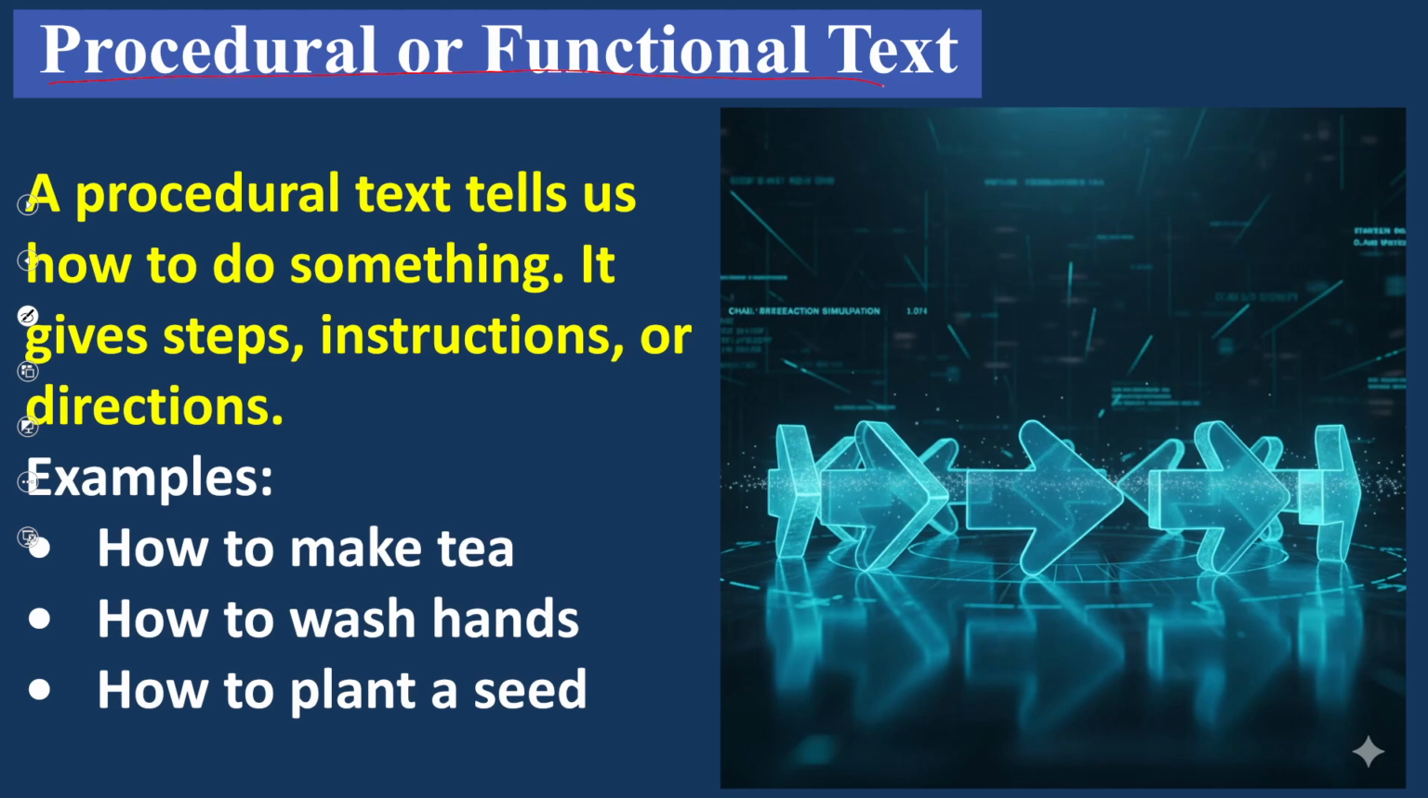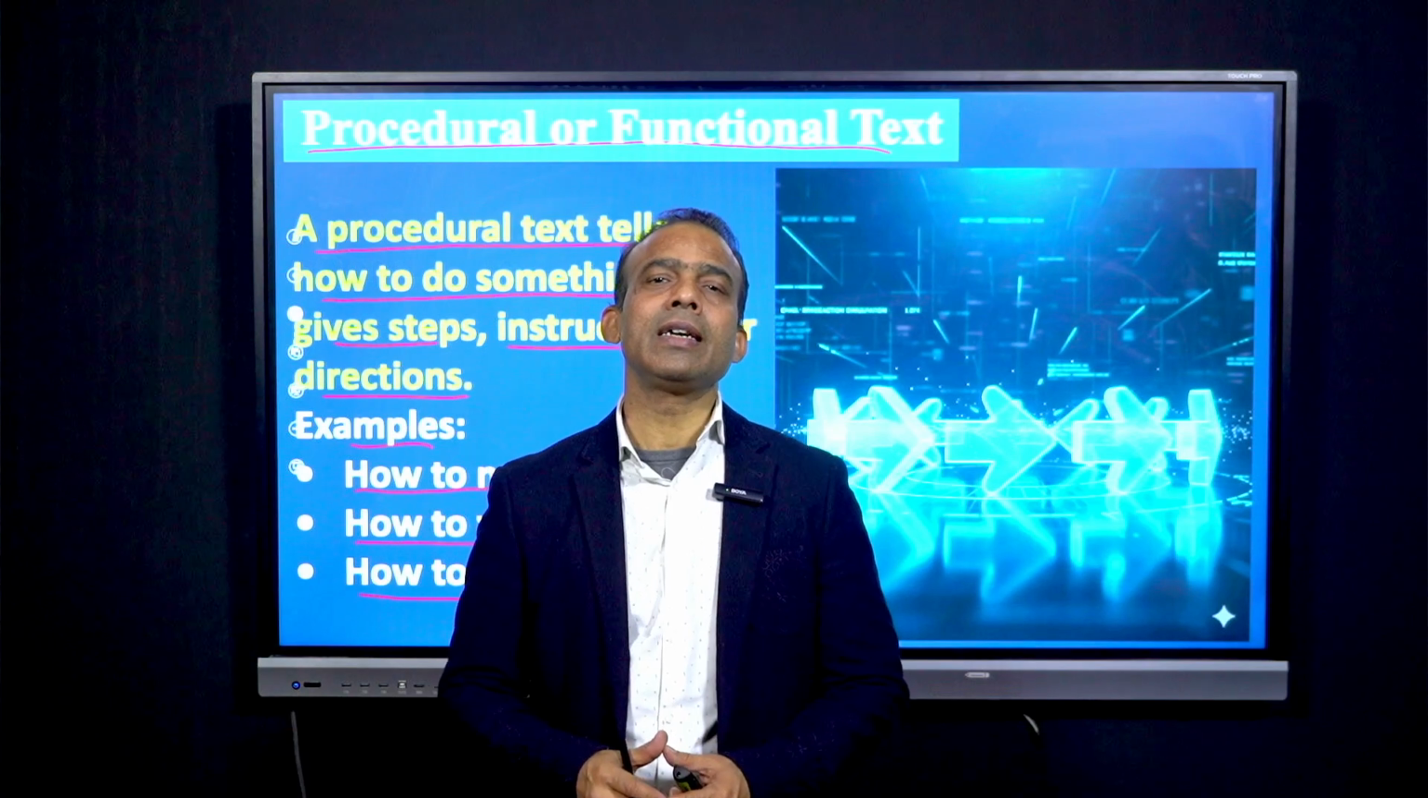Procedural or functional text. What is procedural and functional text? Which is mentioned in the SLO. A procedural text tells us how to do something. It gives steps, instructions, or directions. Such type of text is called procedural or functional text. Examples: how to make tea, how to wash hands, how to plant a seed. So we can say that such type of text will be called functional or procedural text.